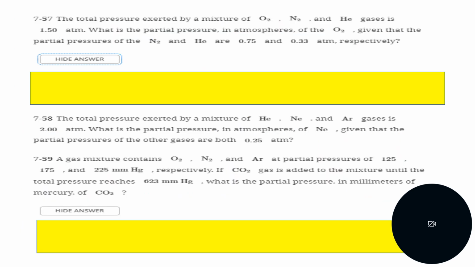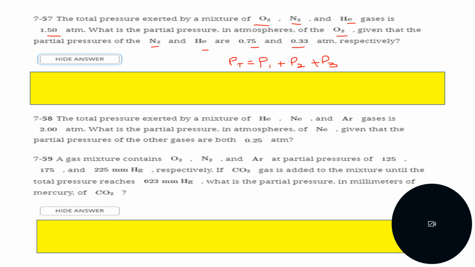This looks like a little bit of Dalton's law of partial pressures. So we have a total pressure exerted by a mixture of oxygen, nitrogen, and helium gases as 1.5 atm. We're looking for the partial pressure of oxygen, given that the partial pressures of nitrogen and helium are these two respectively. So our formula is pressure total is equal to pressure 1 plus pressure 2 plus pressure 3.